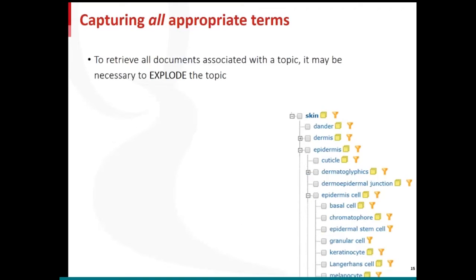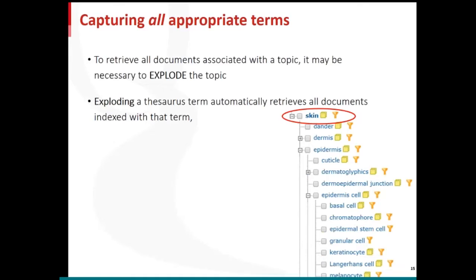Now, sometimes in order to capture everything about a topic, I want to get all those terms. So I'm going to use a modifier that's called explode, which is going to allow me to retrieve all the documents that are specific to a topic.